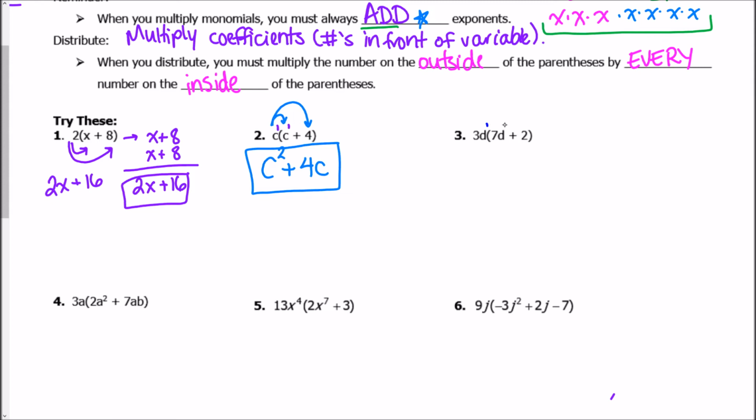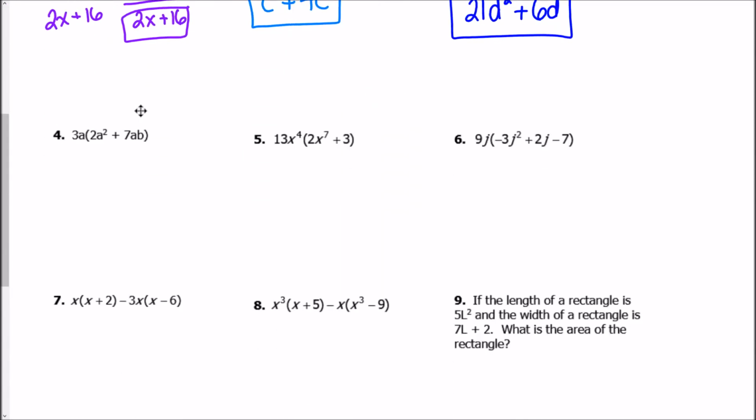This is d to the power of 1. So when I distribute through here, I have 2 terms inside of my brackets, so I'll have 2 terms in my answer. 3 times 7 is 21. And then d to the power of 1 times d to the power of 1 is d to the power of 2. Okay, and then 3d times 2, 3 times 2 is 6, but there's a d there, so it has to be 6d. And that's my answer right here. Okay, if you have any questions about any of these, please ask me and I'll be more than happy to help you out.